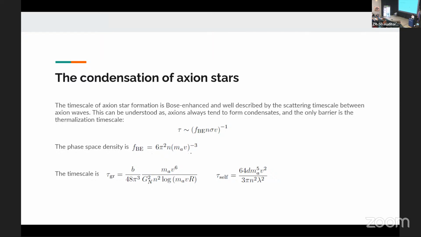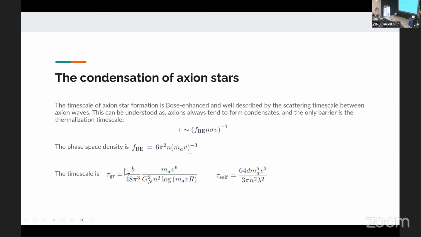And the condensation or the formation of axion stars is an active ongoing research these years. And the timescale of axion star formation is surprisingly well described by some semi-analytic formalism. This is because, as I said, the axion star is an energetically favorable state. So as long as the relaxation timescale is the only barrier for you to form those objects, as long as axion waves can scatter with each other and reach thermalization, you tend to just form stars. And that's why you get this nice timescale, which is simply cross-section times velocity times whatever Bose enhancement factor.